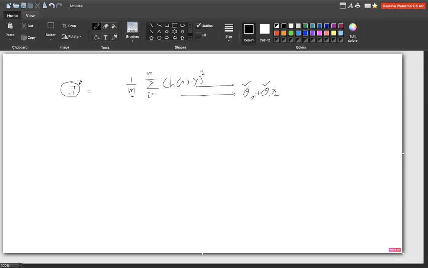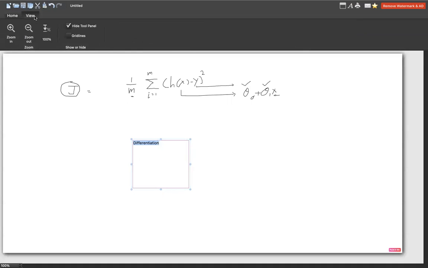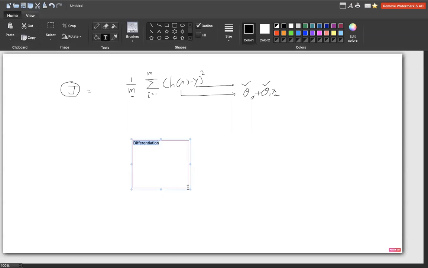Which branch of maths helps you find that out? It's differentiation. Remember in our childhood we did dy by dx? All that stuff comes in handy here.